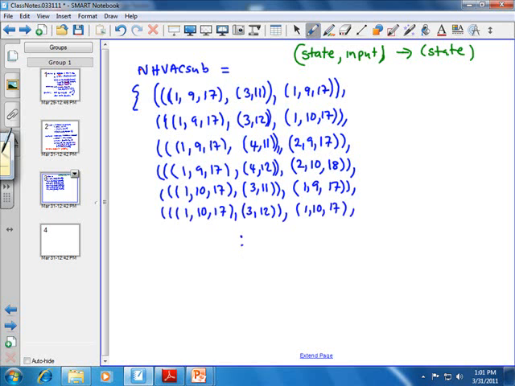And I can enumerate all of them. So for the sake of time, I'll skip. I'll just write the last one. I have here a 2, 10, 18, with input of 4, 12. So we have a 4 and a 12. That's going to go to 2, 10, 18.